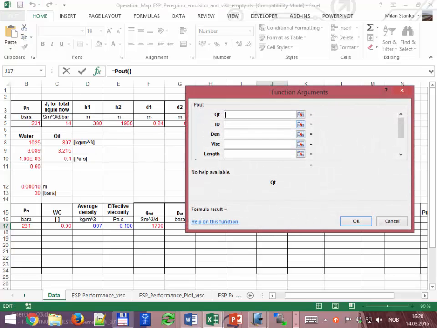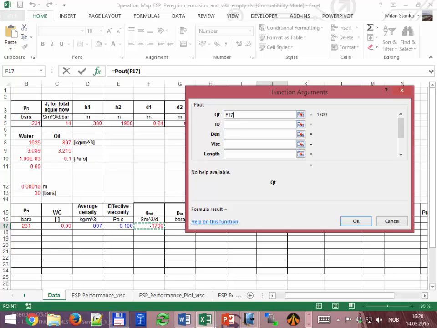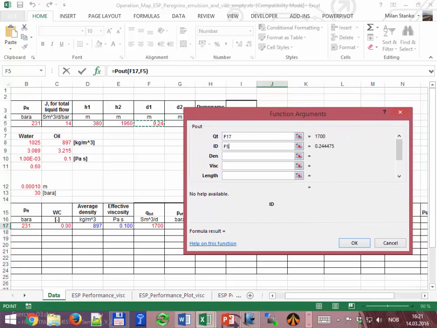So what do we need here? We need the rate, and remember, in reality we should use the local rate, but we are assuming that they are the same, okay? But please take that into account. Total rate, that shouldn't be blocked also, should be just like that. Internal diameter, that's this big diameter here, and that should be blocked. Then the density, I have it here. The viscosity, I have it here.